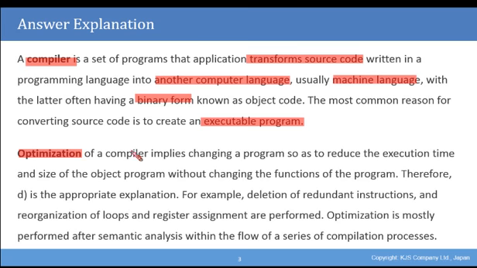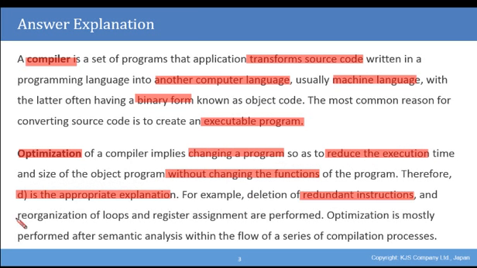Optimization of a compiler implies changing a program so as to reduce the execution time and size of the program without changing the function of the program. Therefore, D is our appropriate explanation. For example, deletion of redundant instructions and reorganizing of loops and register assignments are performed.